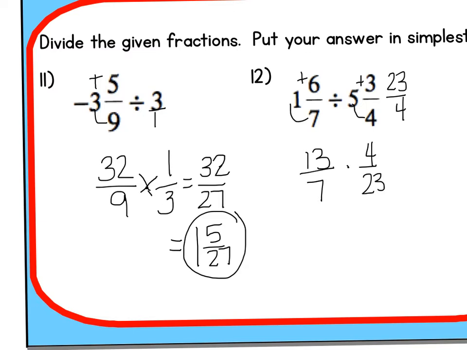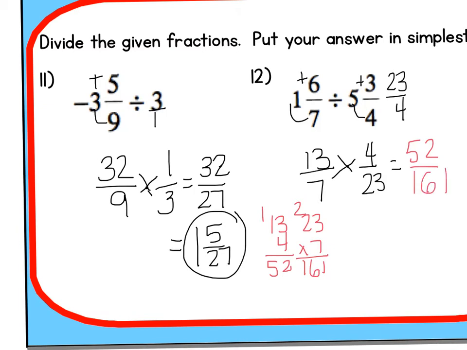Now, if you look here, 7 and 4 do not reduce, and 13 and 23 do not reduce. So I'm going to go off to the side here. I'm going to choose a different color to do 13 times 4, which is 52. And then I have to do 23 times 7, 14, 15, 16, which gives me 161. Now I have to reduce if possible, which it is not possible.